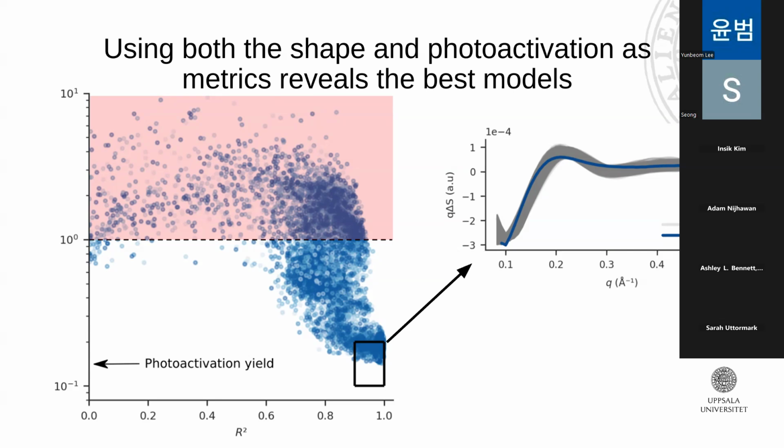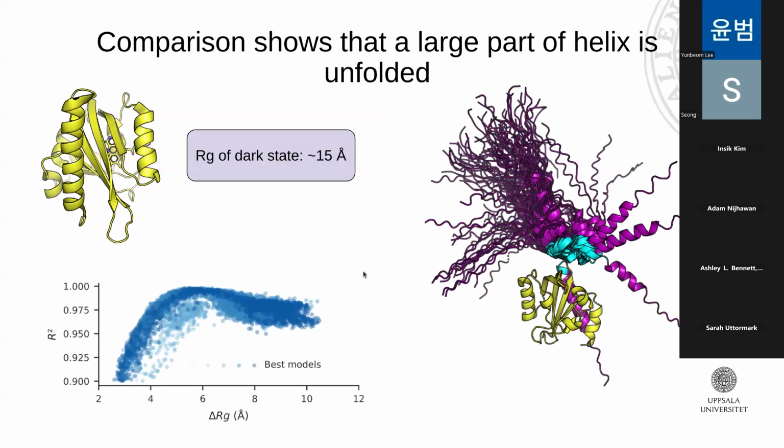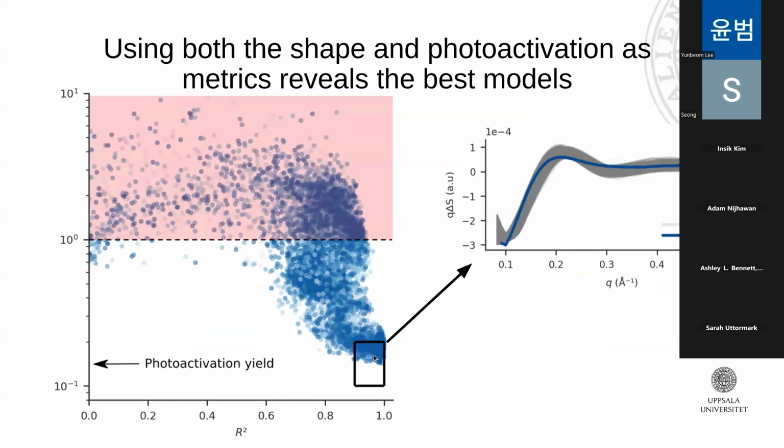Now that we had our best models, we want to see how they look. What is actually happening to them compared to the crystal structure? So this is what the crystal structure looks like, which has a radius of gyration of around 15 angstrom. When we compare the difference of radius of gyration between the light and dark states, we see that we actually get an increase, which corresponds to the unfolding of the helix. What I'm showing you here are the models that are in the box.